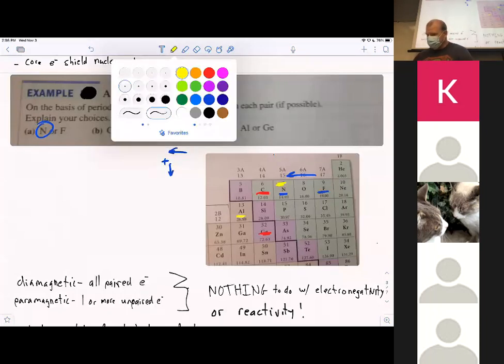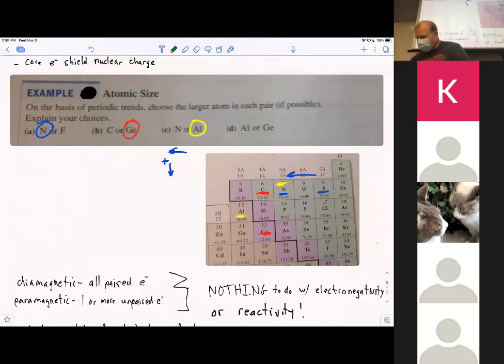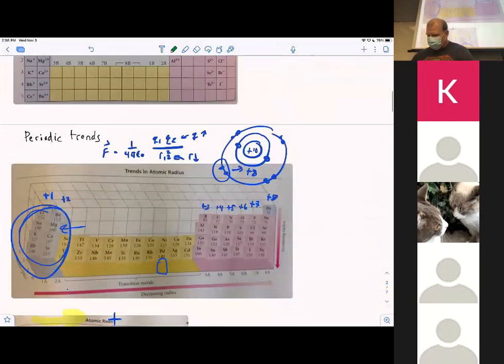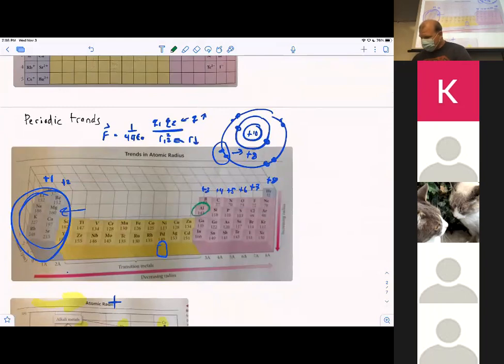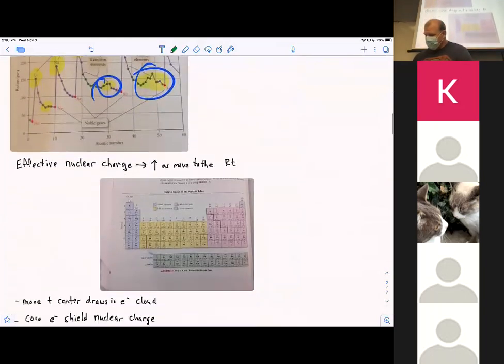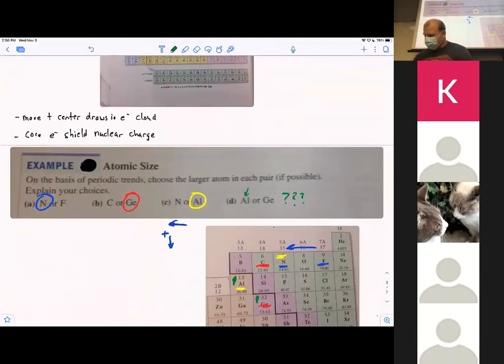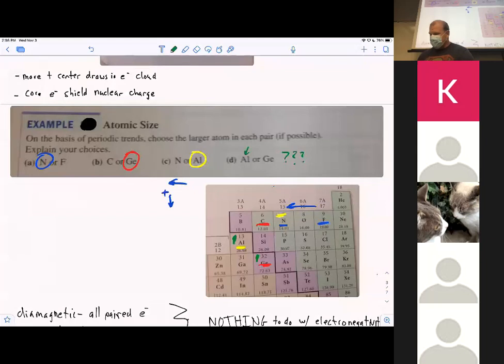And then what color should I use? I'll use green. Now we have aluminum and germanium here, 13 and 32. Aluminum should be bigger because it's further to the left, and germanium should be bigger because it's further down. So actually we cannot use periodic trends for this one. We can look at data. Aluminum is 143 and germanium is 122. So the answer is aluminum, but we don't know that by periodic trends. So that's an ambiguous question. You cannot tell by using periodic trends which one is bigger. So questions with this? Okay.